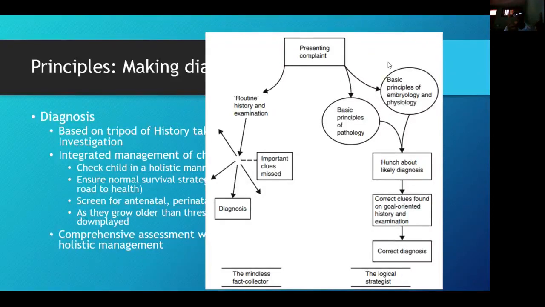Once we have that, we also use the basic principles of pathology. And then this gives us an idea of the likely diagnosis. Once we have that, then this will guide us into a focused, goal-oriented history and physical examination, which will make us arrive at the appropriate diagnosis. This is what will make us a logical strategist in making a diagnosis for a child who is presenting to us.